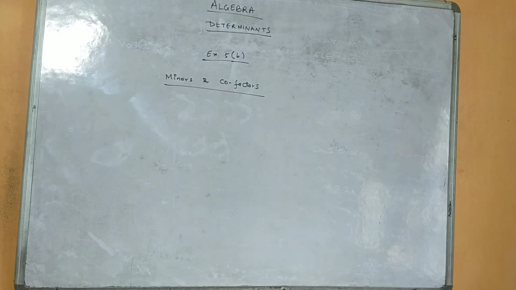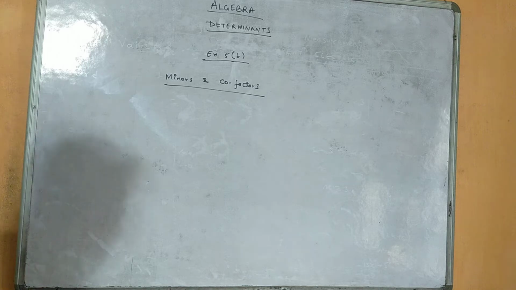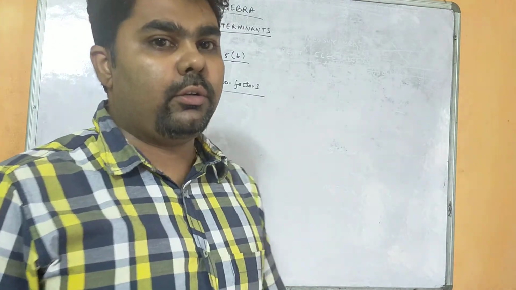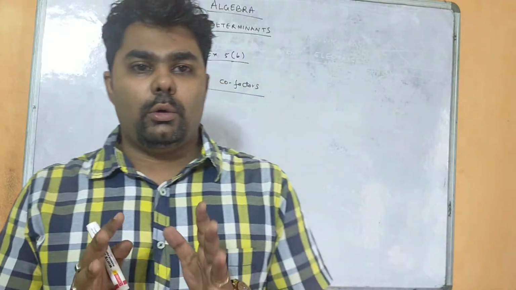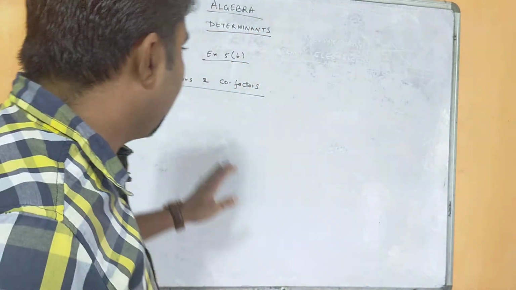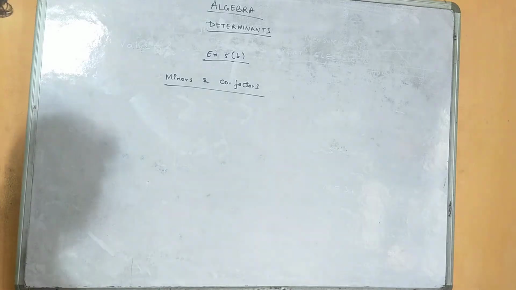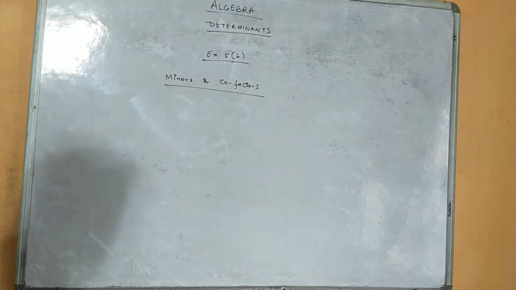Next topic we have minors and cofactors. Now in any question, if it is asked to find the minor of this element or the cofactor of this determinant, then how we are going to find it out, that we will see. Okay, so minors and cofactors. So let me note down one question here.